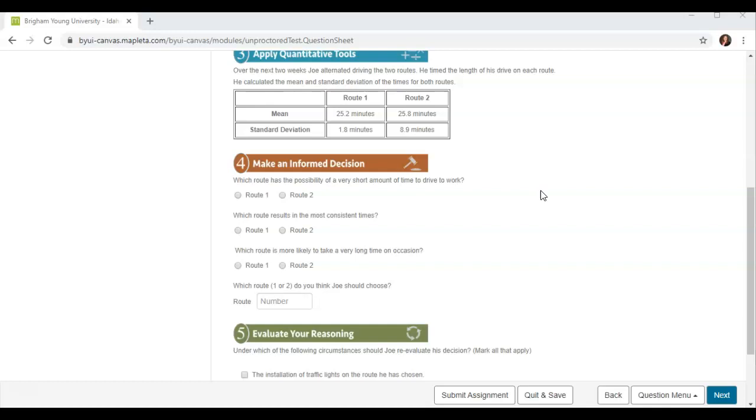The mean for Route 1 is 25.2 minutes and Route 2 is 25.8 minutes. The standard deviation for Route 1 is 1.8 minutes and the standard deviation for Route 2 is 8.9 minutes. Which route has the possibility of a very short amount of time to drive to work?